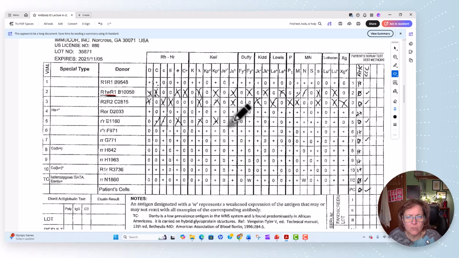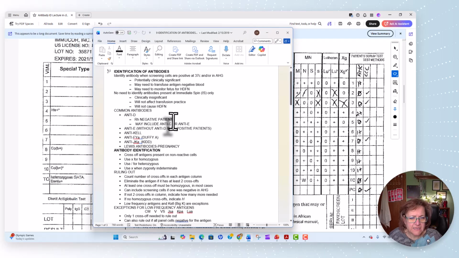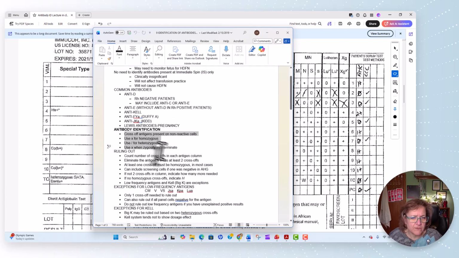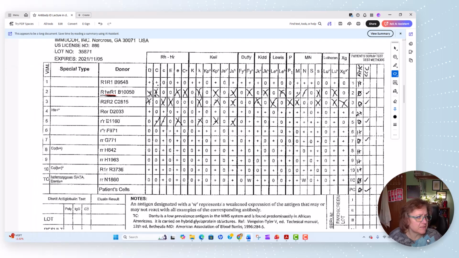I do want to point out you do have these rules. Identification of antibodies, and it goes through all of these rules here about what to do and how to do this. This is in your Canvas, so it'll help you. I don't have Duffy A, but I got Duffy B. I've got JKA and no B. I've got Lewis A and no B. My P gets a double indeterminate.